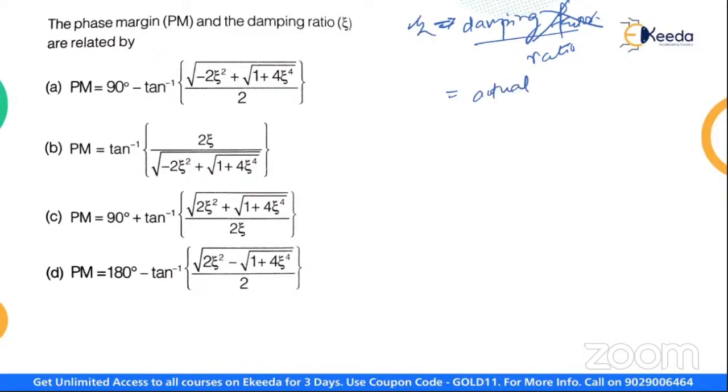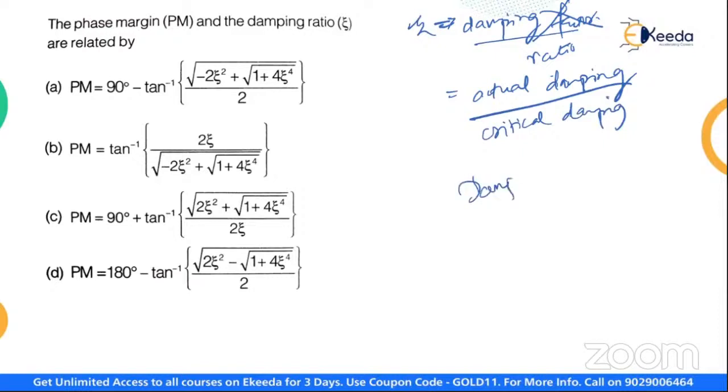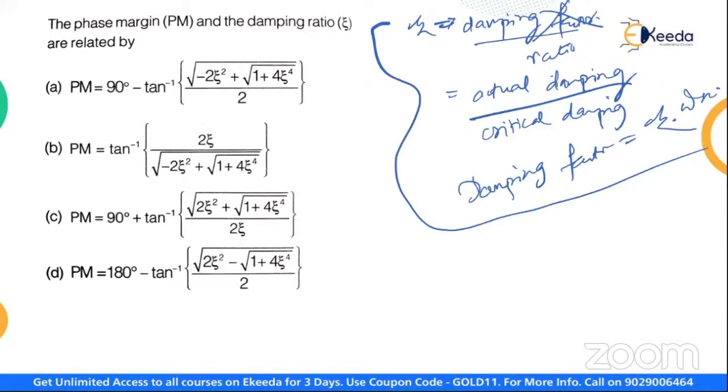Actual friction, whether actual damping, upon critical damping. So it is always the damping ratio. Whereas the damping factor, when we say, is nothing but equal to zeta multiplied with omega n. Then it is called the damping factor. Otherwise, it is just a damping ratio. Anyways, let us not get into this stuff. Let us see our target.